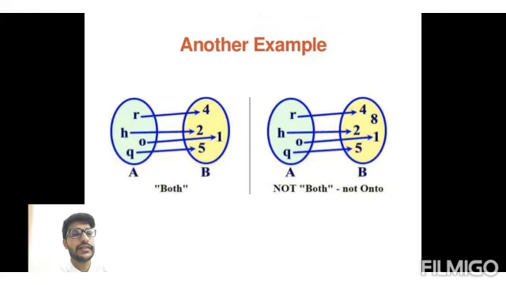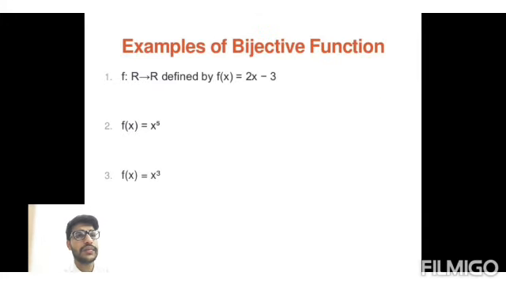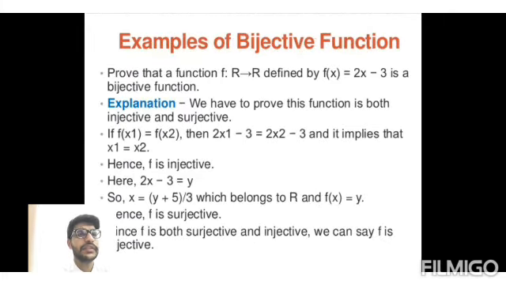The examples and other examples. Examples of bijective functions: f is defined by f(x) = 2x - 3, and f(x) = x cube, and x power. Example of bijective functions: the function f from R to R defined by f(x) = 2x - 3 is a bijective function. Explanation: we have to show the function is both injective and surjective.